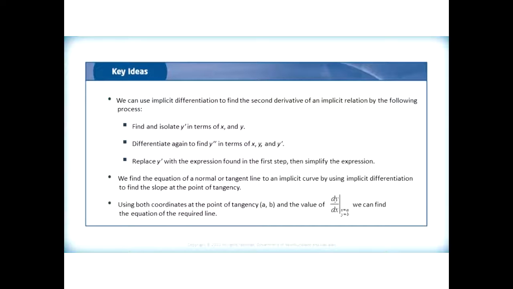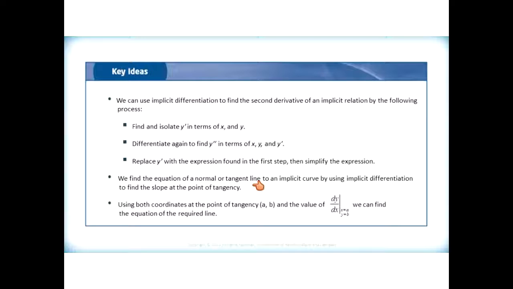So our key features include what we can use implicit differentiation for, and we can use it to find, first of all, the second derivative of an implicit relation. So this is the 3-step process that we're highlighting here. Find and isolate y prime, then differentiate again to get y double prime, but you'll have it in terms of x, y, and y prime. So then you go back and replace the y prime you had with the expression in the first step, and then simplify. Okay, so we also can find the equation of a normal or a tangent line to an implicit curve by using implicit differentiation to find the slope at the point of tangency.